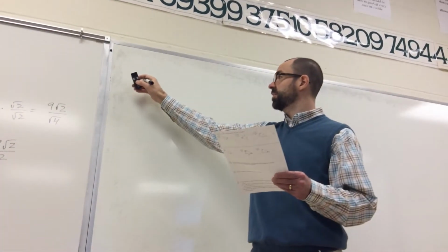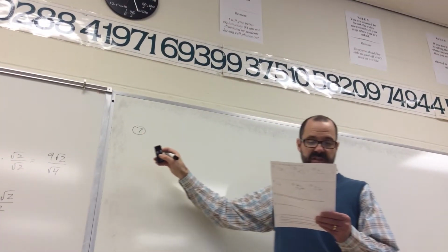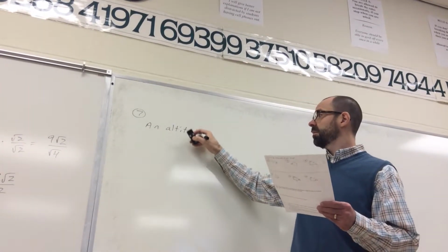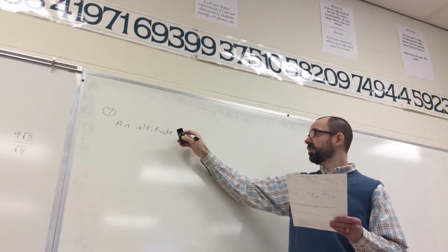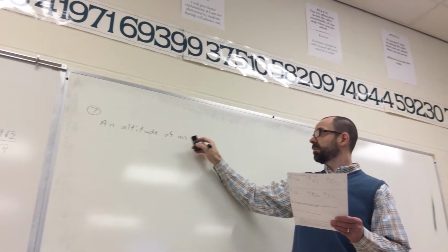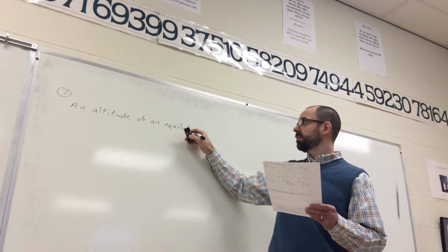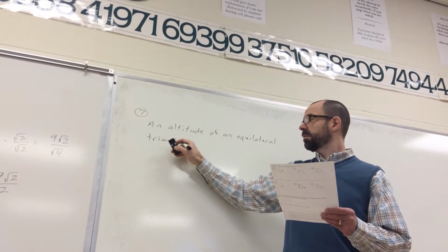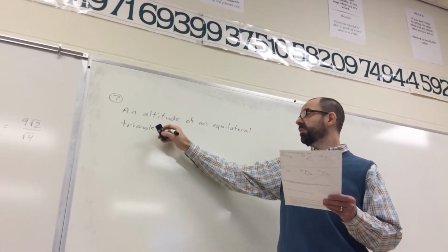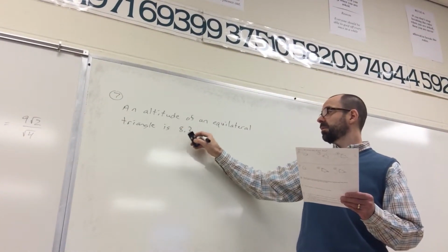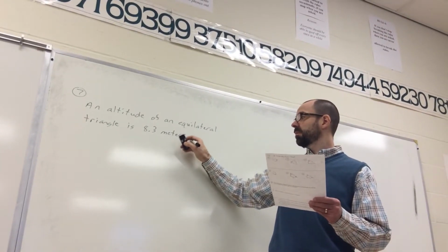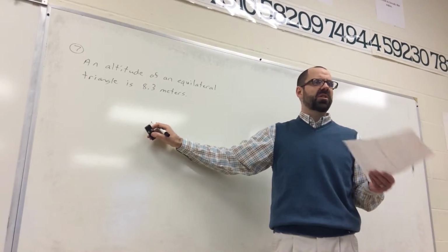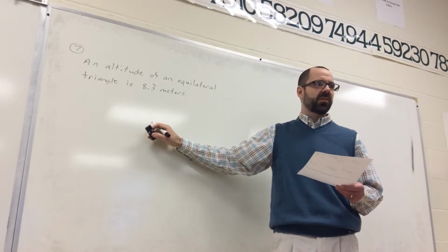All right, now we're going to go to 7. In number 7, it says an altitude of an equilateral triangle is 8.3 meters. An altitude of an equilateral triangle is 8.3 meters. And the question is asking us to find the perimeter of the triangle.